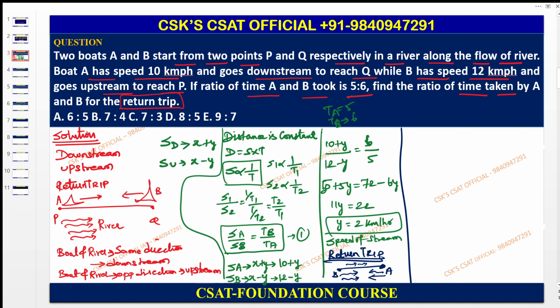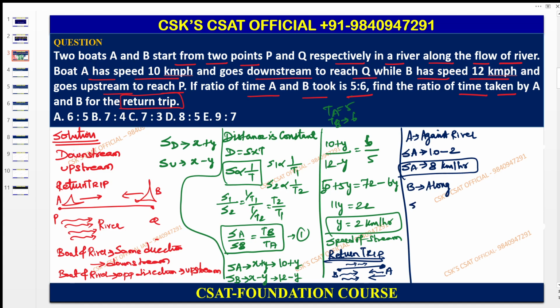Now A is coming against the river. When it comes against the river, what happens here? Upstream speed becomes a minus y. Please understand, you need to subtract here. So the speed of boat A is 10, y here is 2 because the current speed is 2, which becomes 8 km per hour.